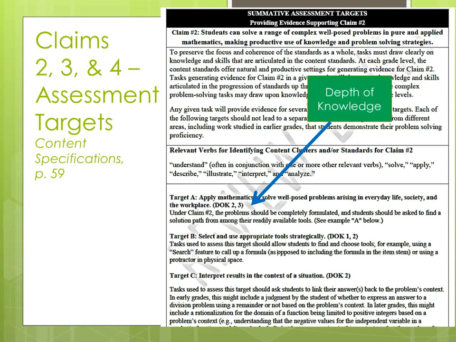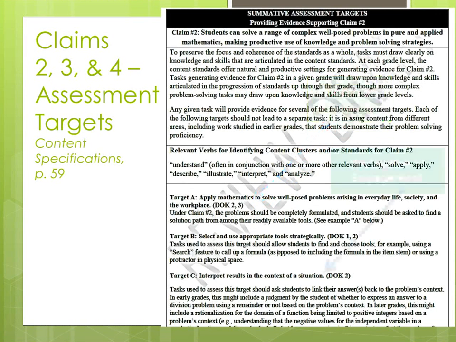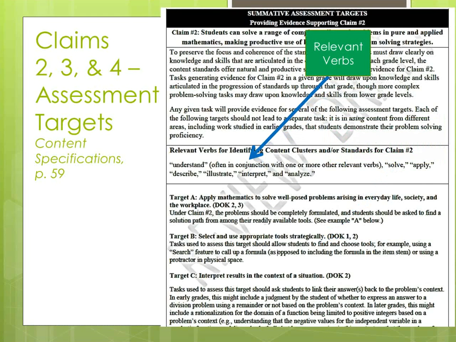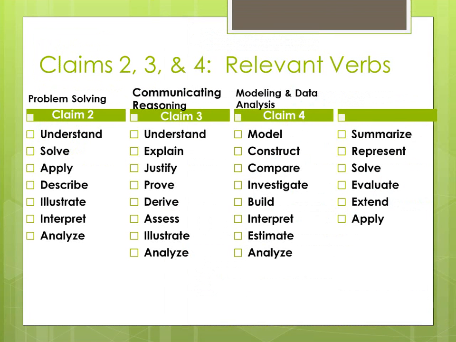Depth of knowledge is also included. If an item for target A is created, it should require a student to work on the depth of knowledge of 2 or 3. And then a description of the engagement. How is the student expected to engage in the mathematical practices with an item aligned to this assessment? And then there is another section, relevant verbs, and what this is telling you is that under claims 2, 3, and 4, I just put it in a nice little table. And what it's telling you, if you went back to the content standards and it had one of these verbs within the cluster heading, then items will be created that also align to these claim 2, 3, or 4. Not just the content under claim 1, but also you have to talk about how students will be engaged in the mathematical practices as well.